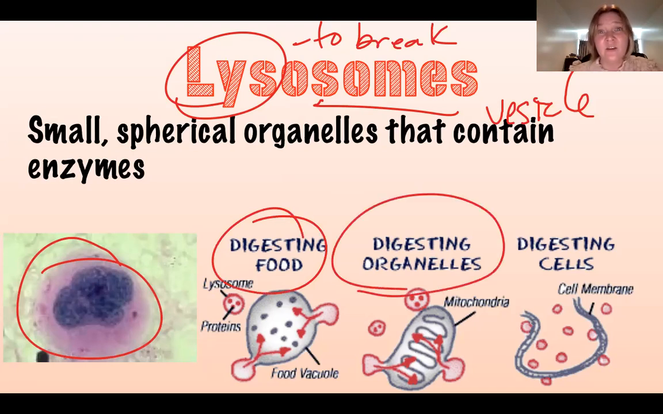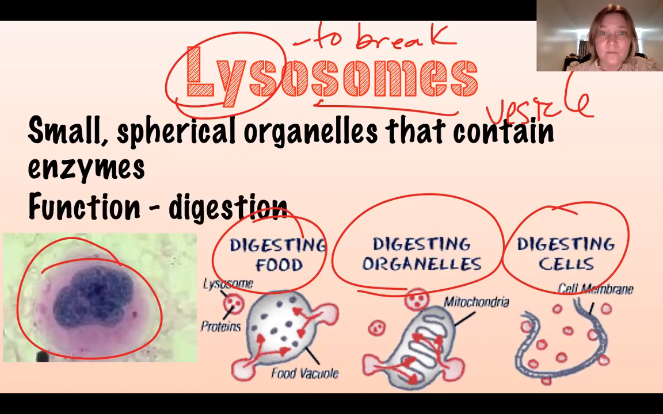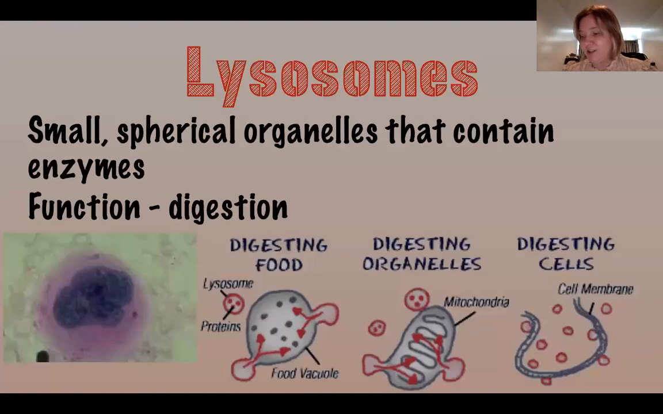If you have a mitochondria that no longer functions, you need to be able to break it down and recycle the parts that it's made of. And also digesting other cells. Your white blood cells are going to have lots of lysosomes because their whole purpose is to destroy anything that doesn't belong. So the function of the lysosome is digestion.